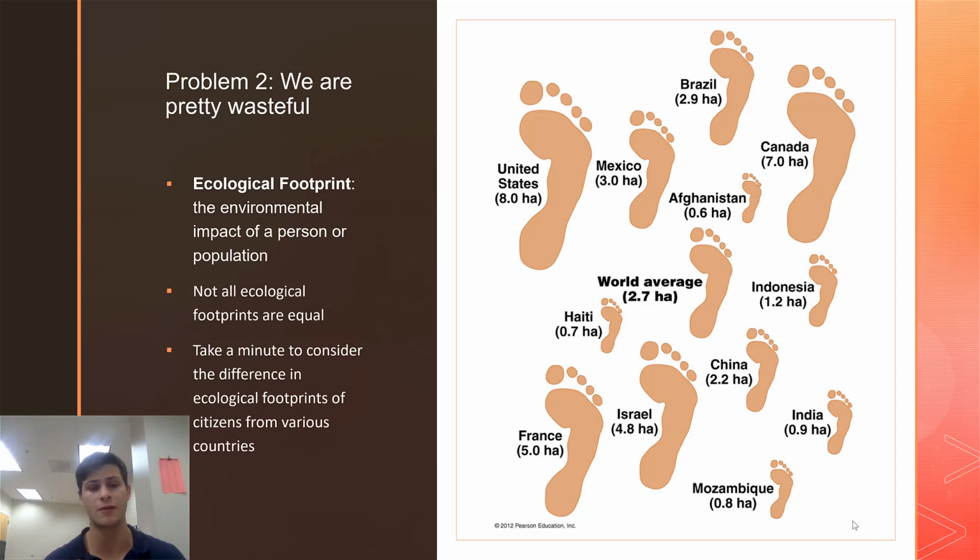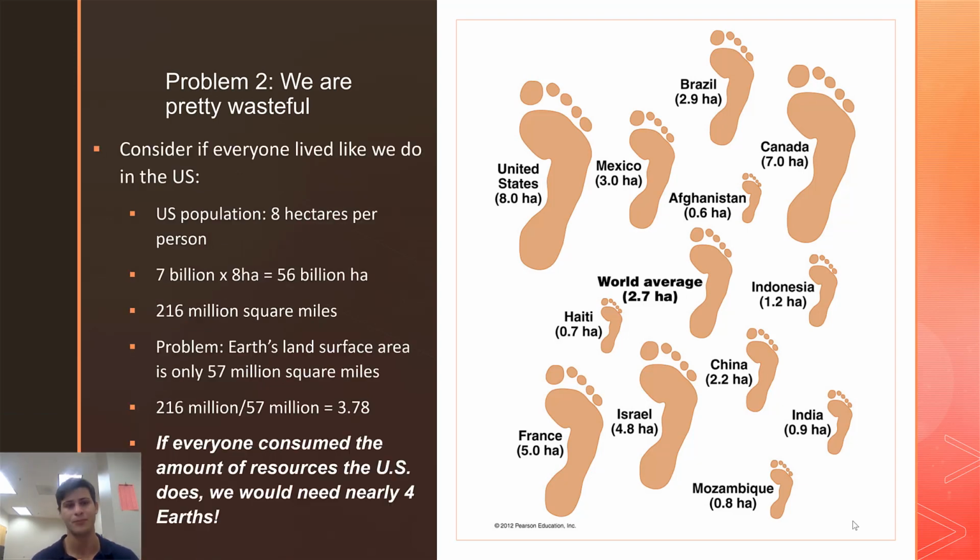Basically, take a minute to consider the difference in ecological footprints, for example, in Canada and the United States versus something like Indonesia. The United States uses about 8 times more resources and relies on 8 times as much area per person as Indonesia. And so these issues are really, really intense when you multiply this up to the population scale. Let's take a look.